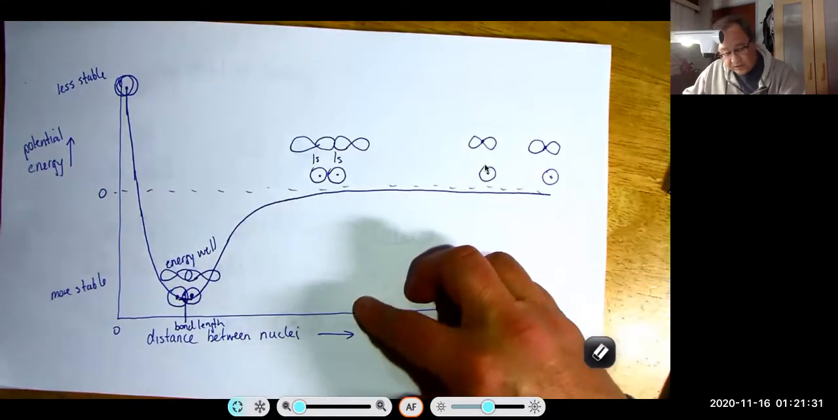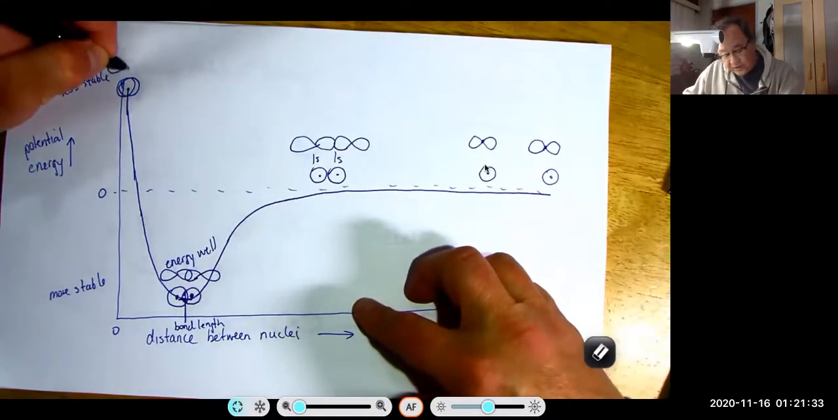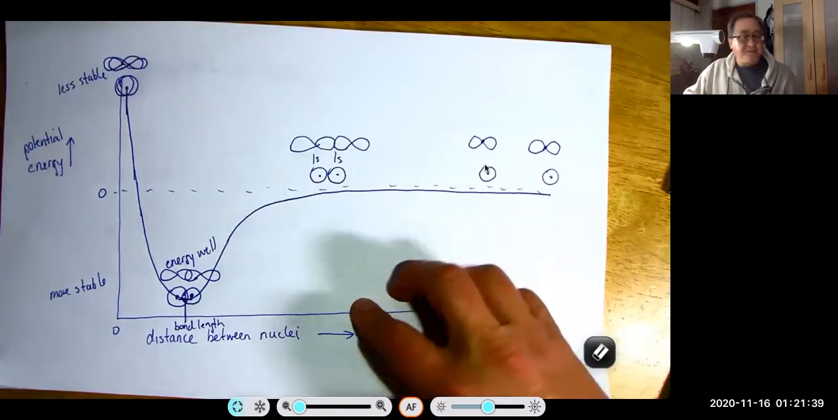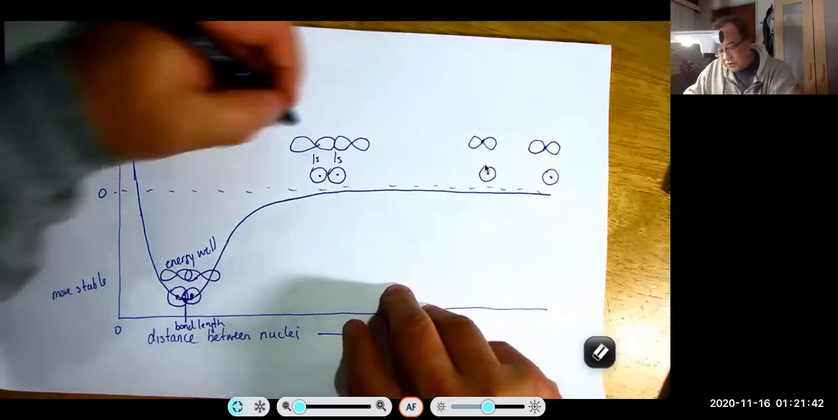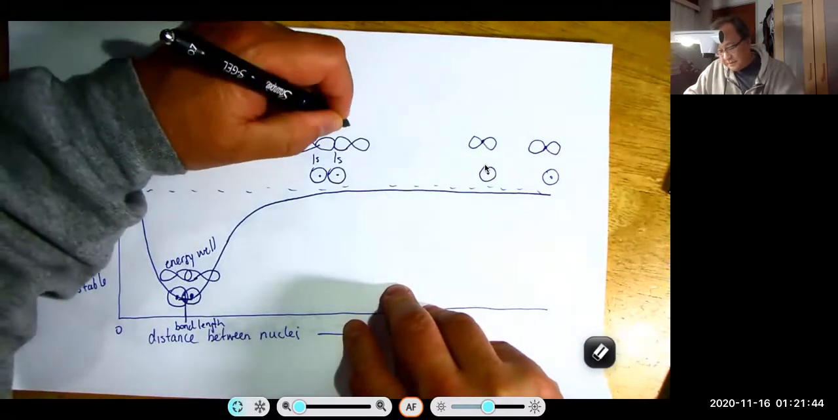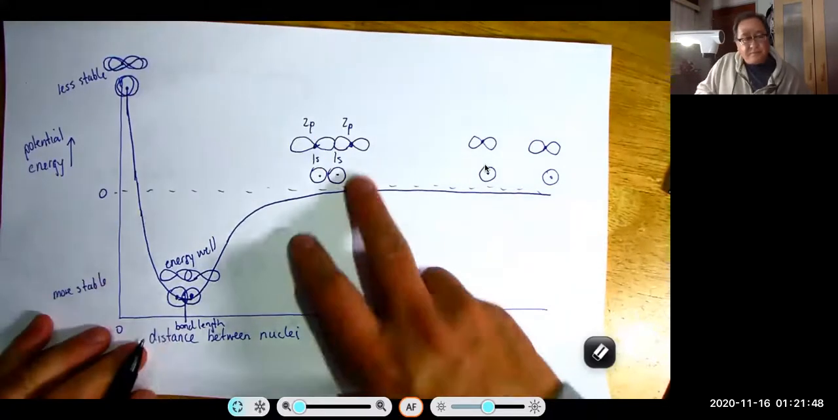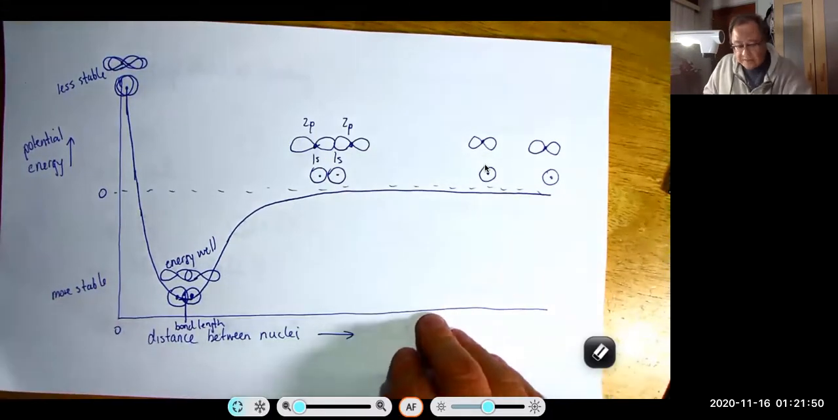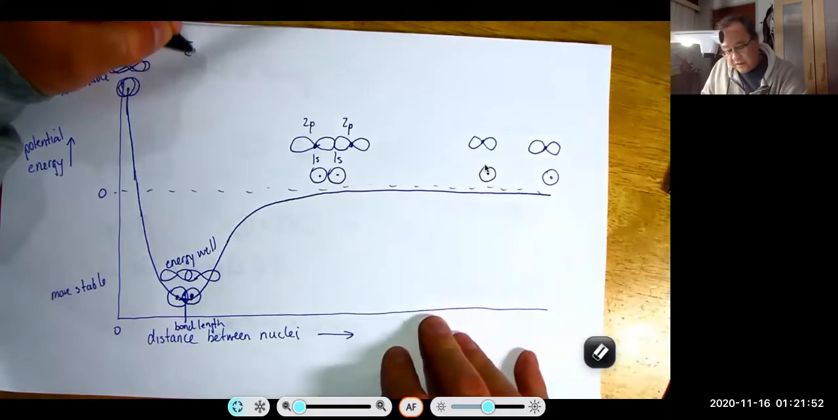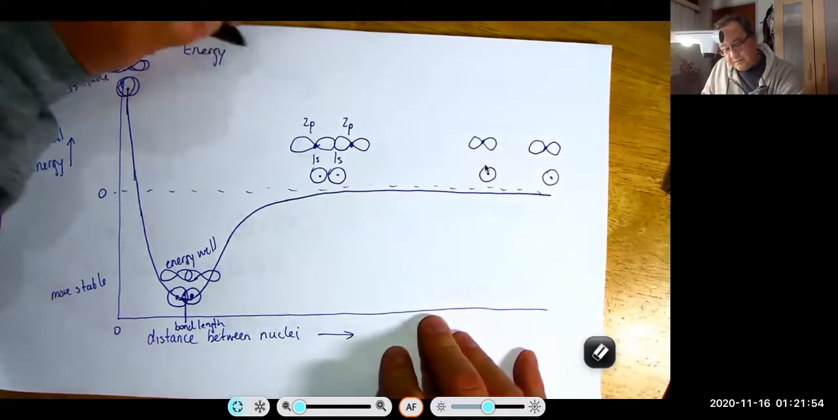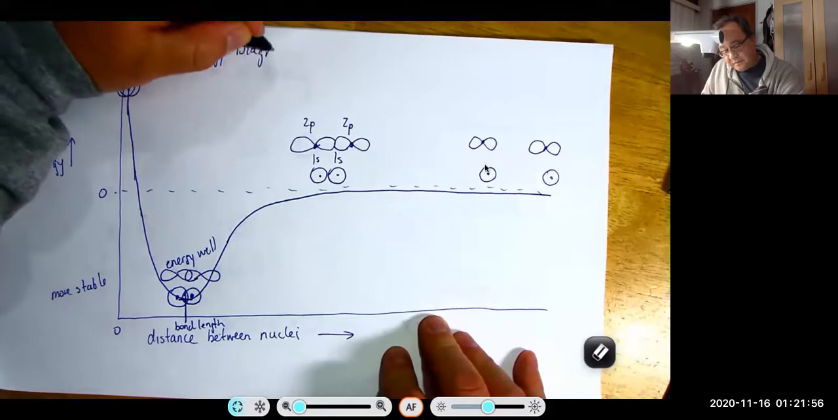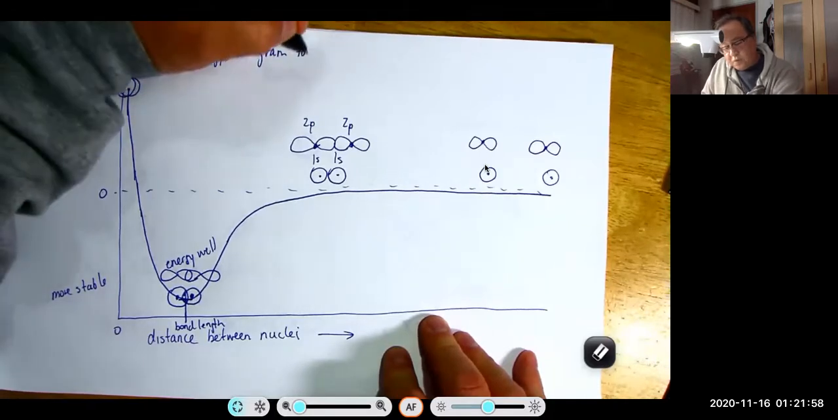And then of course here, they're too close together so that they actually are really repelling one another because the nuclei are too close together. So here, this would be a 2p and a 2p. And here's the nucleus, and here's the nucleus there and there. So this is the energy level diagram, the energy diagram for orbital overlap.